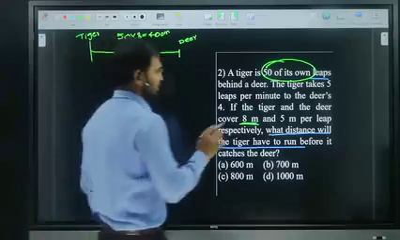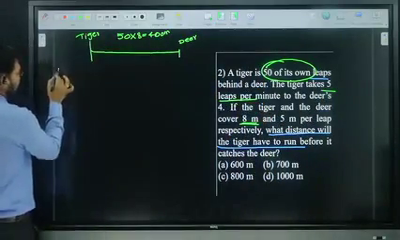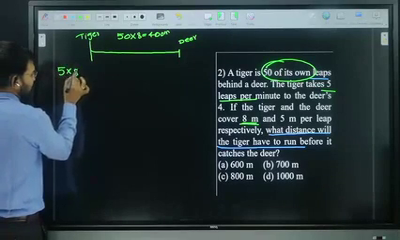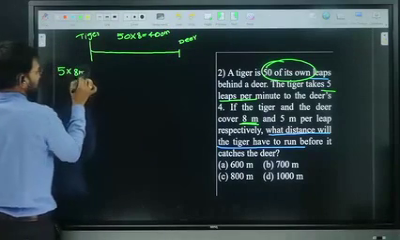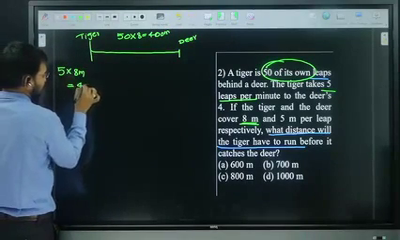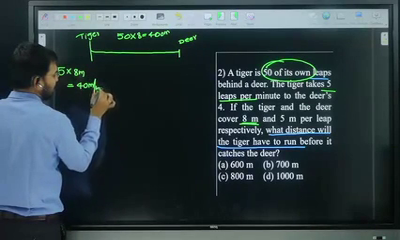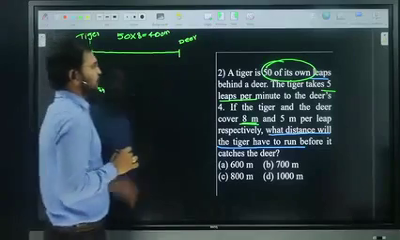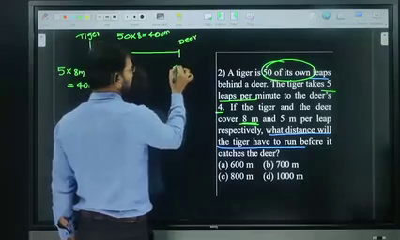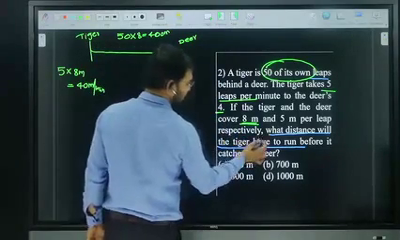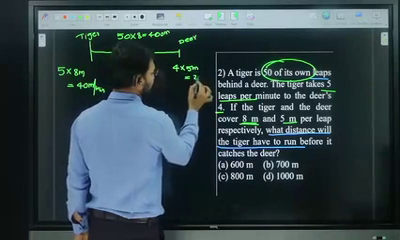Now the tiger's speed: the tiger takes 5 leaps per minute, and each leap is 8 meters. So the tiger's speed is 40 meters per minute. Similarly, the deer's speed: the deer takes 4 leaps per minute, and each leap is 5 meters. 4 into 5, so the deer's speed is 20 meters per minute.